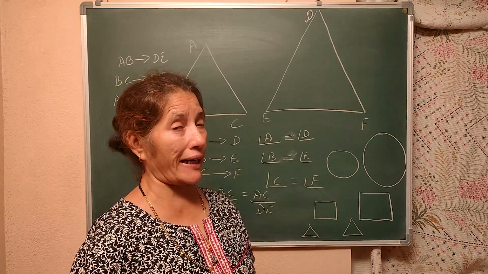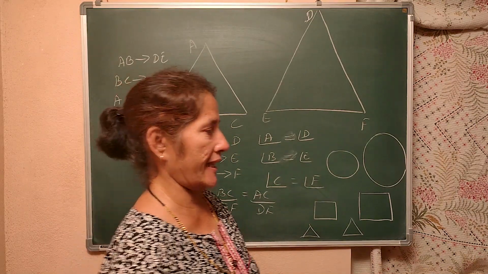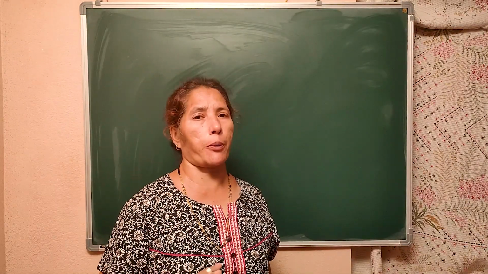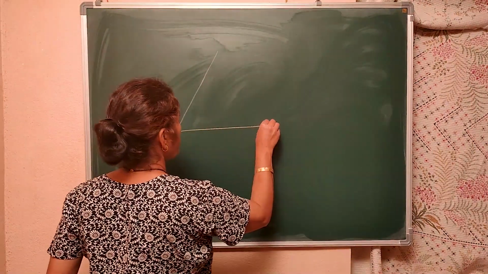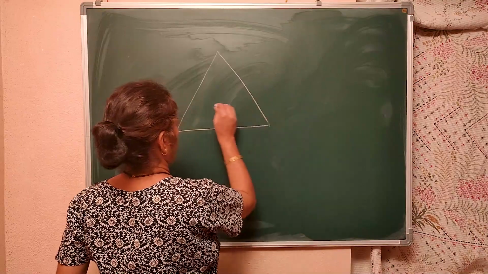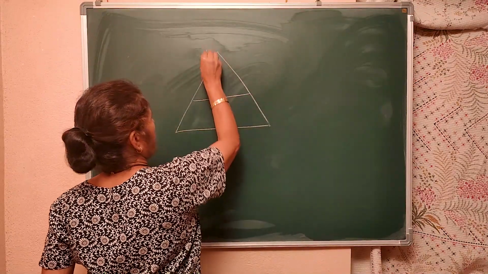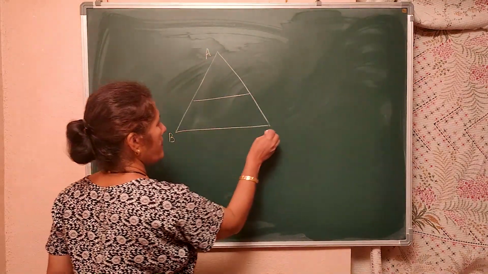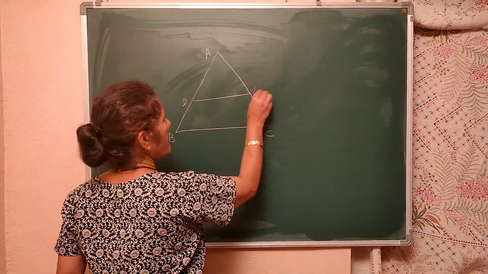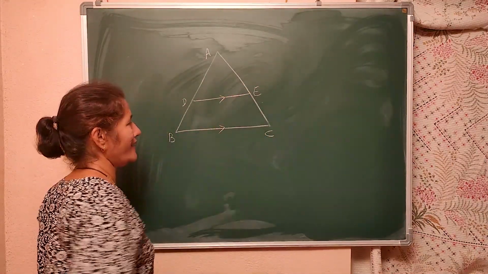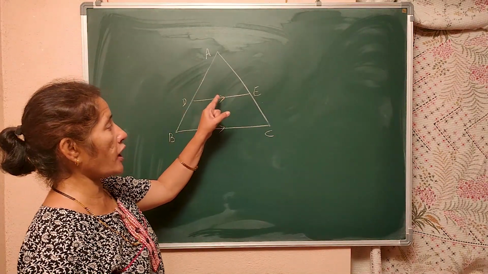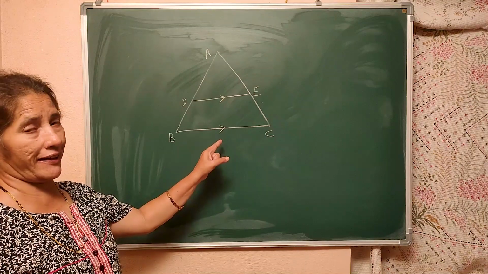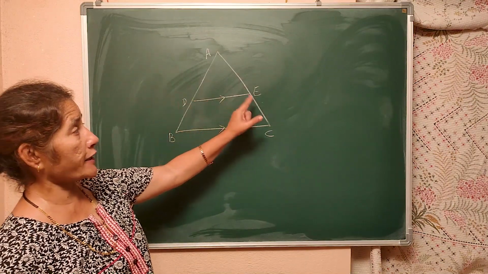Today I am going to teach you that theorem. What is that? Thales theorem. It divides the other two sides proportionally, if a straight line is drawn parallel to a side of a triangle. So if ABC is a triangle and DE is drawn parallel to BC, according to Thales theorem, if a straight line is drawn parallel to a side of a triangle, it divides the other two sides.